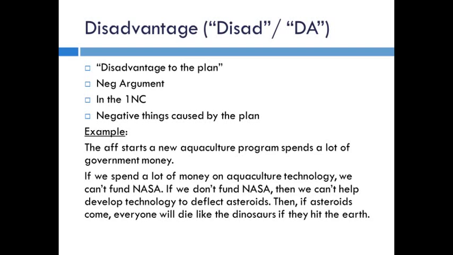So here's an example. The AFF starts a new aquaculture program, which spends a lot of government money. If we spend a lot of money on aquaculture, then we can't fund NASA. If we don't fund NASA, then we can't help develop technology to deflect asteroids. Then, if asteroids come, everyone will die like dinosaurs if they hit the Earth. So the negative thing caused by the plan is an asteroid destroying the Earth. So if we do the plan, then we don't have money for NASA, which means that we all die from an asteroid.